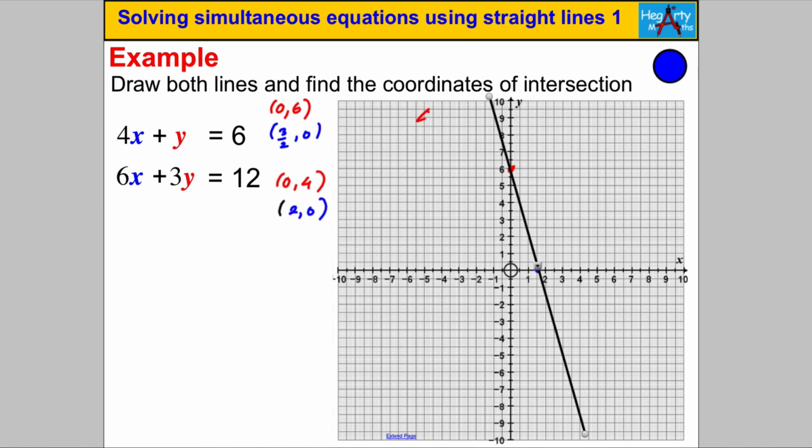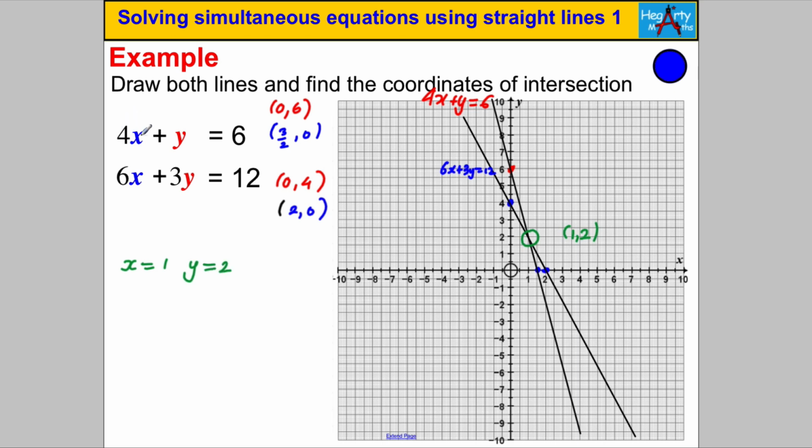And that's 4x add y equals 6. And let's draw the other one here. So I want to go to 0, 4 for 1 point here, and I'm going to go to 2, 0 here. So drawing that line in here, we could label that one up here as 6x add 3y is 12. And we can see where they intersect. They intersect here, which looks like the coordinates 1, 2. So I'm thinking the answer here is x is 1 and y is 2.